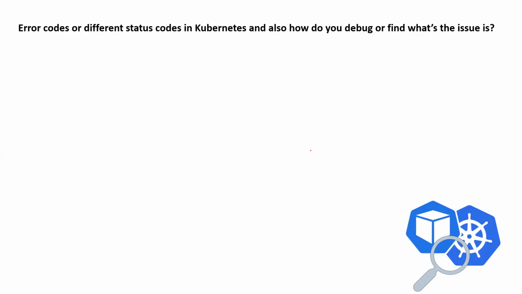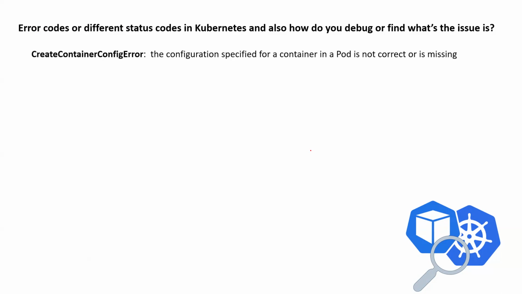In many of the interviews I've seen, they will be asking about the error codes and different status codes of the pods in Kubernetes. And also, I've seen questions about how do we debug what exactly the issue is, how do you see the logs, how do you see the events which are happening in the pod. So this has been a common question, and we have a lot of error codes in Kubernetes. In this video, I wanted to discuss a few error codes which are very common in Kubernetes application deployment. The first error code that I want to discuss is the CreateContainerConfigError.